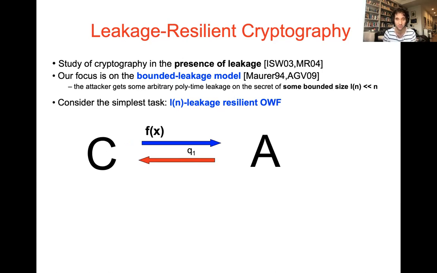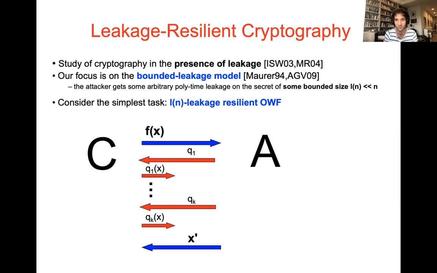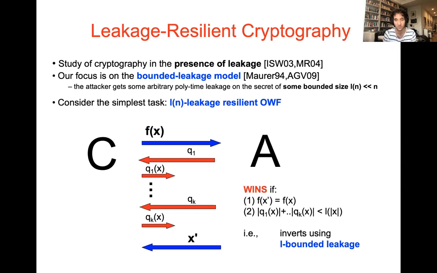So let's say it specifies a circuit Q1. And then he will get back the evaluation of the circuit on the secret x. And he can specify another one, and it continues for a while. At the end of which, the job of the attacker, as we said, is to output some pre-image x prime, such that f of x equals f of x prime. So it's a pre-image to f of x. We say the attacker wins if indeed it manages to output a good pre-image. And additionally, the total length of the leakage seen by the attacker on the secret x should be smaller than L of n. In other words, the attacker managed to invert while at the same time using L-bounded leakage.